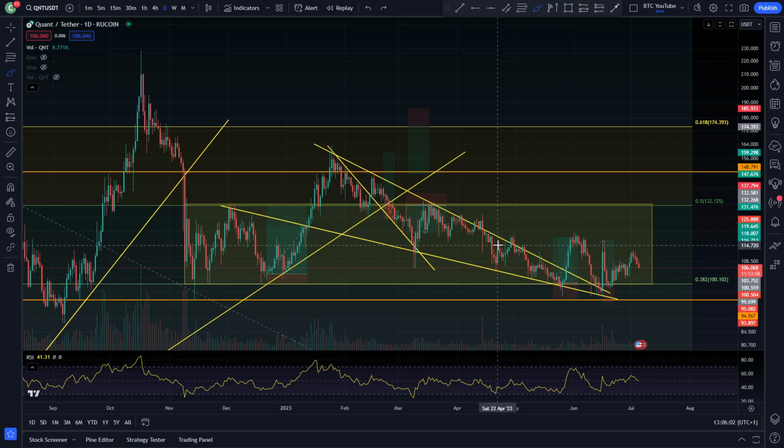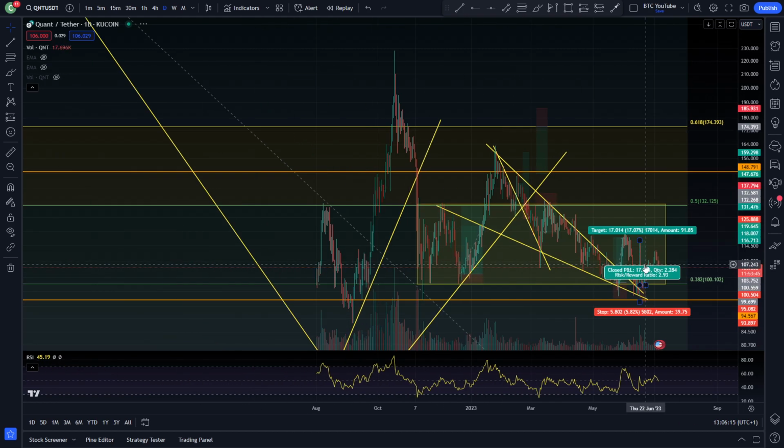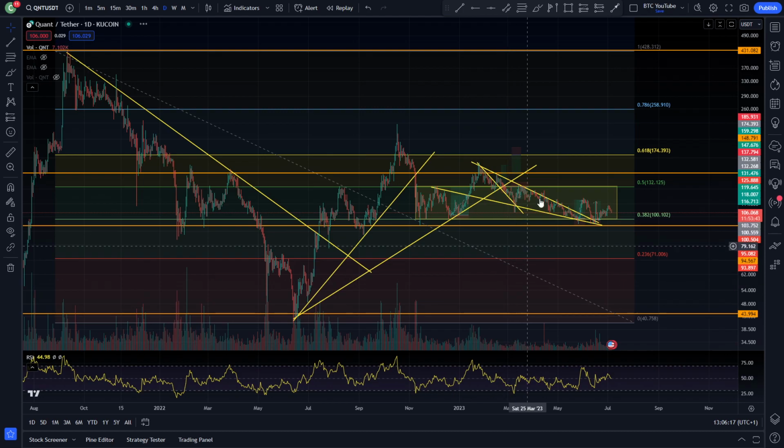But I do think that this has been obviously a huge support for Quant for a good while here. A very big psychological support. Obviously $100, a very big round number that people will trade off of. And also it being this 0.38 Fibonacci level, it's just been a really big area of support for so long.